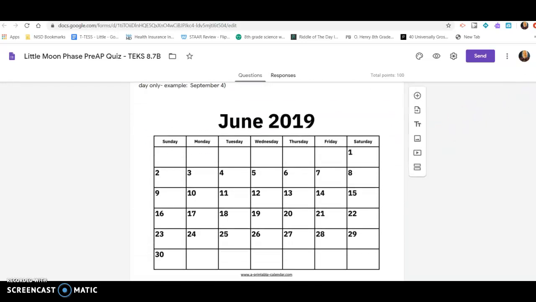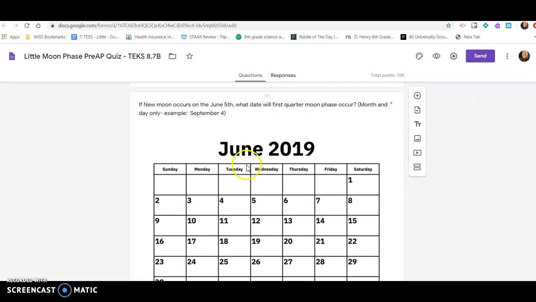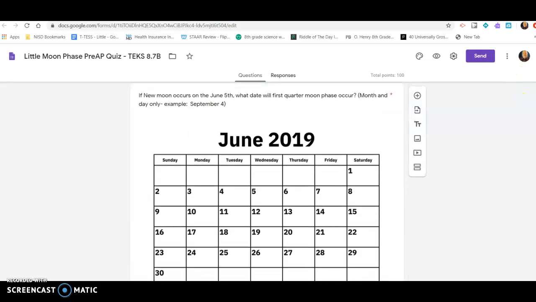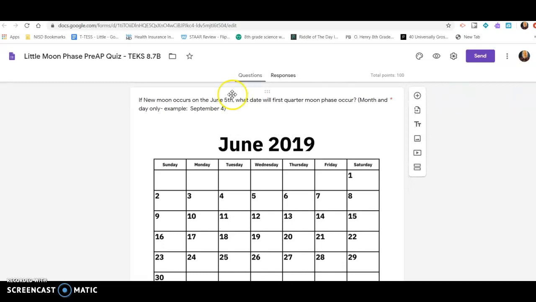Next question. If a new moon occurs on June 5th, on this day right here, what date will the first quarter moon phase occur? So for example, September 4th would be one possible answer here. I'm looking for when will I get the first quarter moon phase if the new moon occurs here. Since it looks like it is a free response, make sure you put it in just like you've got right here as the example. Otherwise, it may possibly count it wrong.